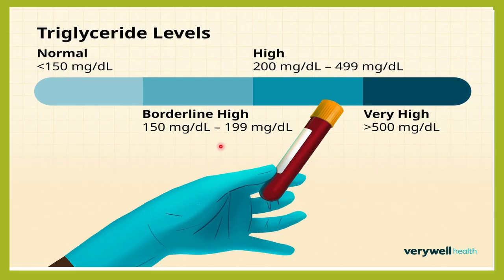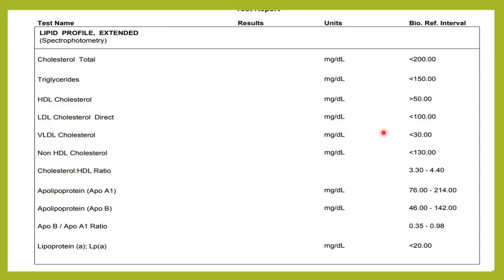Borderline would be 150 to 199 milligram per deciliter, and very high would be more than 500 milligram per deciliter. So you will be given all the ranges here, like cholesterol should be less than 200, TG should be less than 150. All the ranges will be given so that you can get an idea where you stand when you see the results.